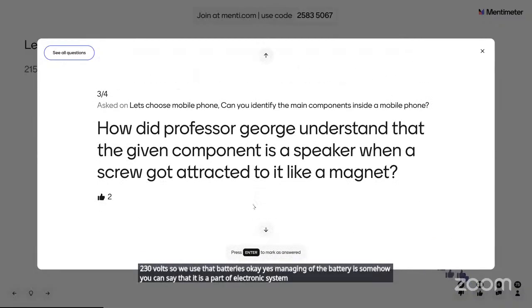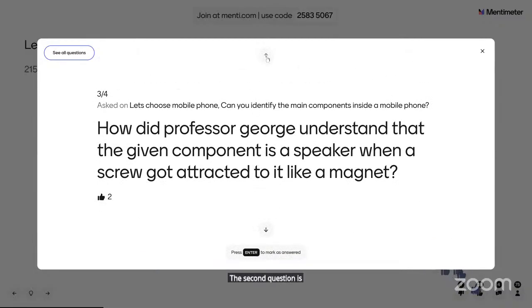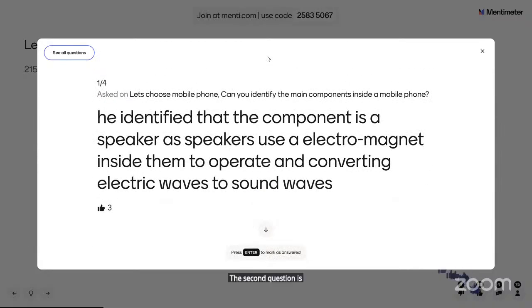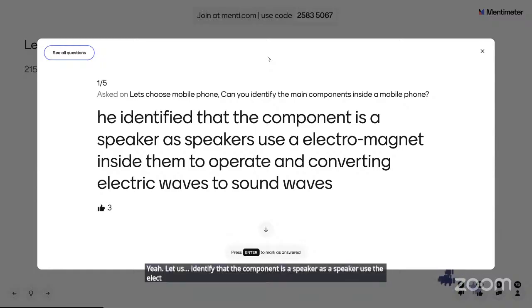The second question is, let us identify that the component is a speaker. A speaker uses an electromagnet inside to operate, converting electric waves to sound waves. If we are talking about the internal working of the speakers, that is a different part.